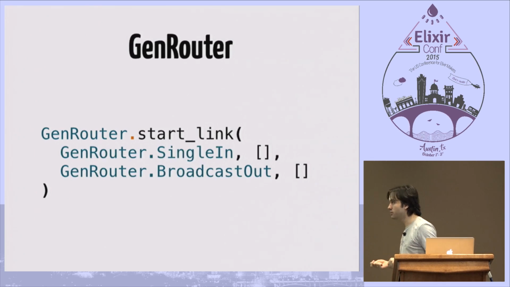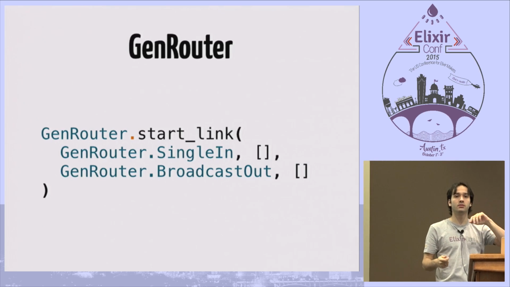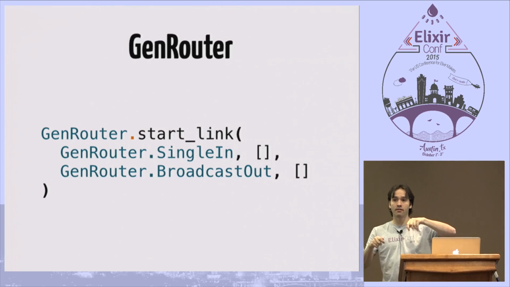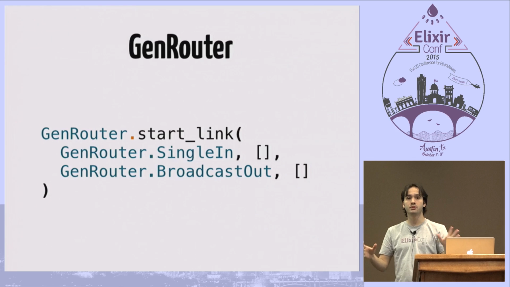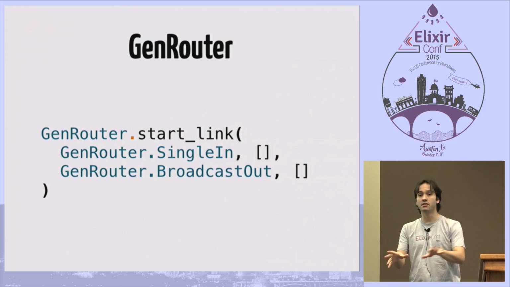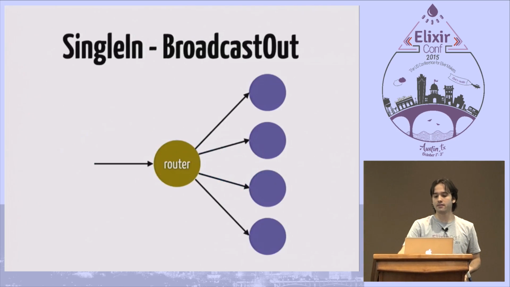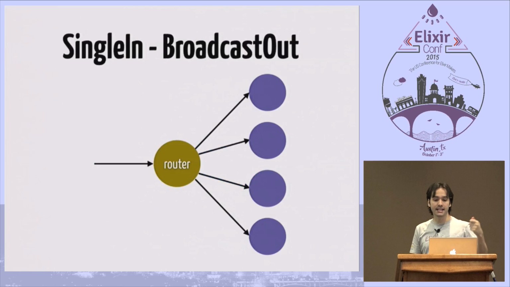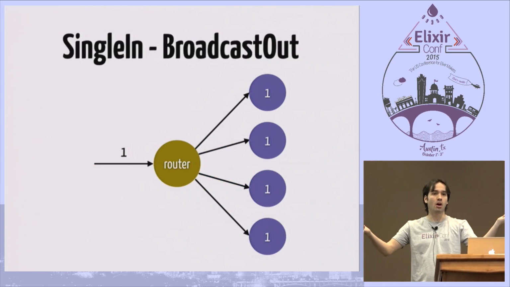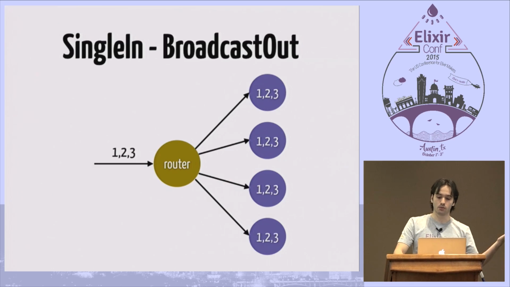So here I'm starting a GenRouter, and let me say, hey, this GenRouter is going to have a single source because those are the easiest to manage. And I'm going to have a BroadcastOut to handle the out part, which means I can potentially have a bunch of sinks, and every event I receive is going to be broadcasted to all the sinks. So this is how it could look. If I have a single in BroadcastOut GenRouter, I can have one event coming, and when this event arrives, I'm going to broadcast it to all the sinks. And then another event arrives, and I broadcast it to all the sinks, and so on.